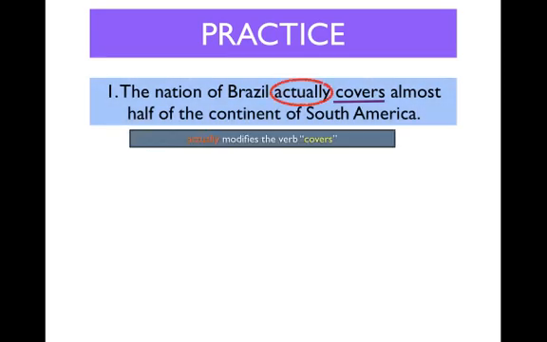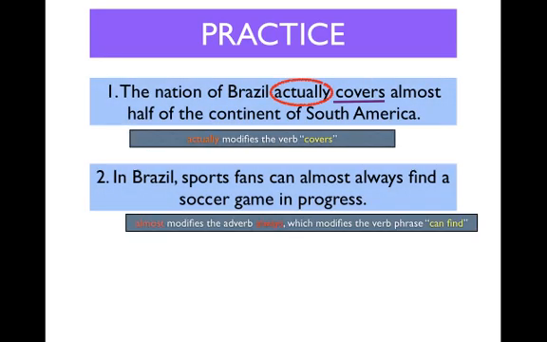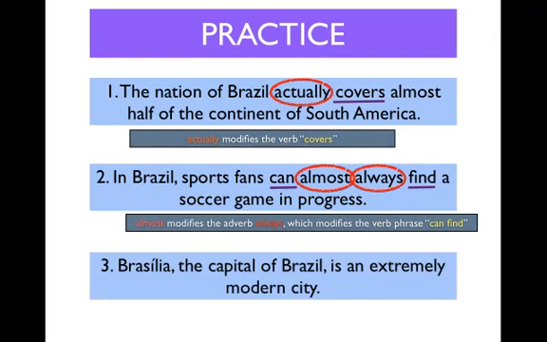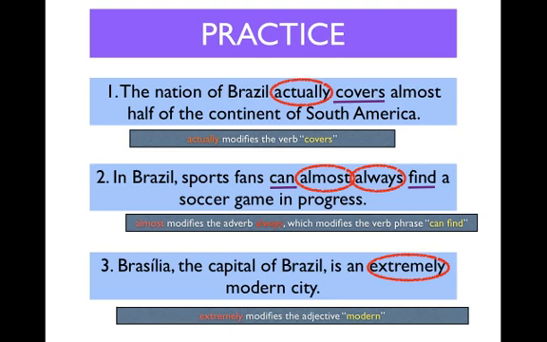Oops, I think I pushed it too much. Let's move on. There we go. All right, so here we have an adverb modifying another adverb, which then modifies the verb phrase can find. All right, let's look at the last example. Brasilia, the capital of Brazil, is an extremely modern city. What is the adverb in this sentence, and what word does it modify? I hope you're thinking that the adverb is extremely. Extremely modifies the adjective modern.